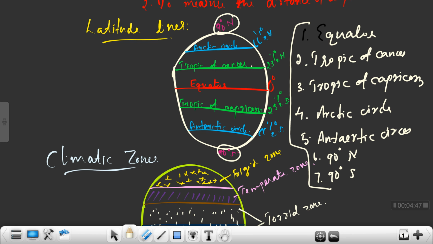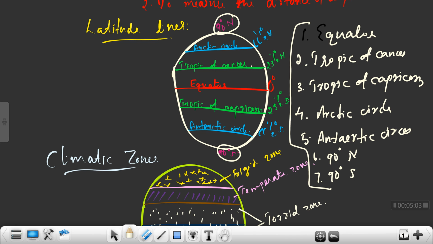And the next one, Arctic Circle. It represents 66.5 degree north latitude. And the last one is Antarctic Circle. It represents 66.5 degree south latitude. These are the important latitude lines.